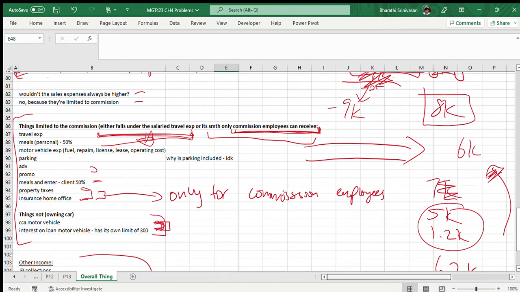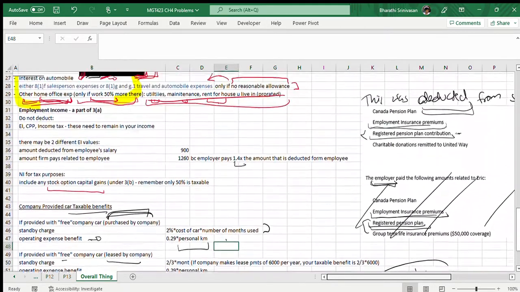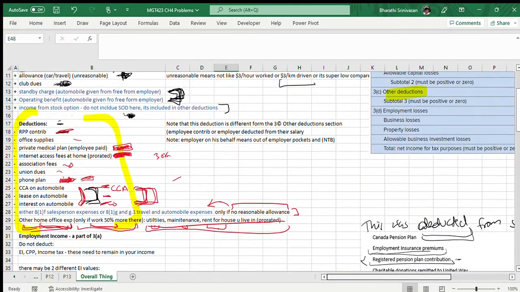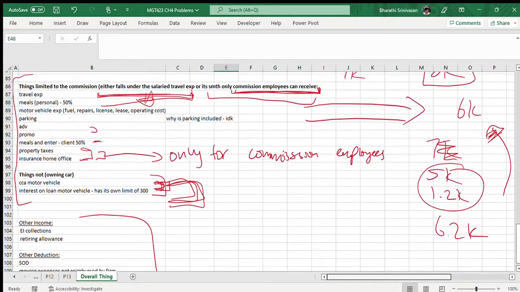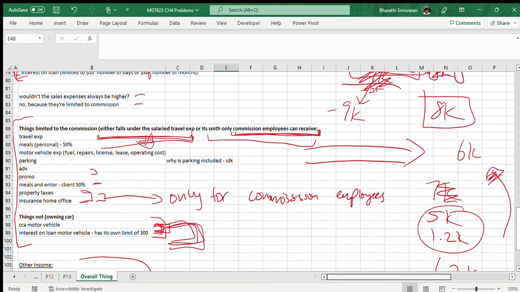So these ones are deducted or added outside of the whole 81F salesperson expenses. They can be over here by themselves, whereas the salesperson expenses don't really have to include the CCA and the interest, I think. Also, I found this online, and I'm not really sure if it's accurate according to what we've learned. But if you have CCA on some motor vehicle and some interest, you don't have to limit to the commission, I think.